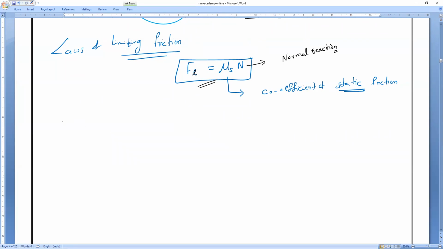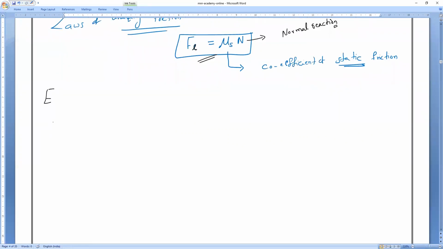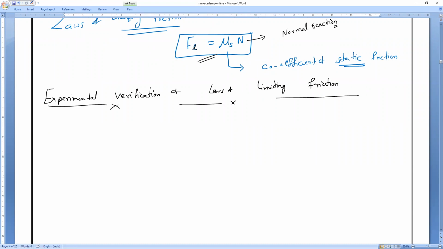In today's class, we are going to do the experimental verification of the laws of limiting friction. Please keep reading. Experimental verification of laws of limiting friction. Shall we start now, everyone? Are you all ready?